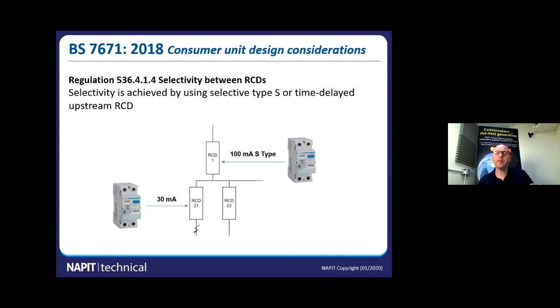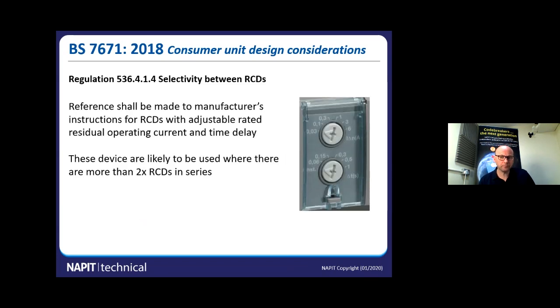We've got our 30 milliamp for our final circuits on RCD 21, and RCD 1 is 100 milliamp, and it's an S-type time delayed. So we've met the requirements there. We've got the time delay and we've got the 3:1. They don't do a 90 milliamp device, so we've gone one better and we've got 100 milliamp. We've met our minimum of 3:1 for selectivity.